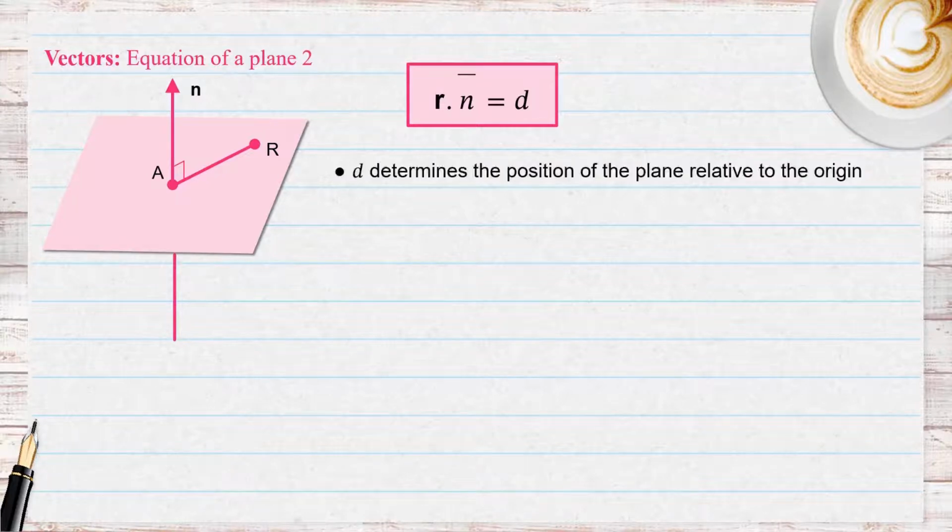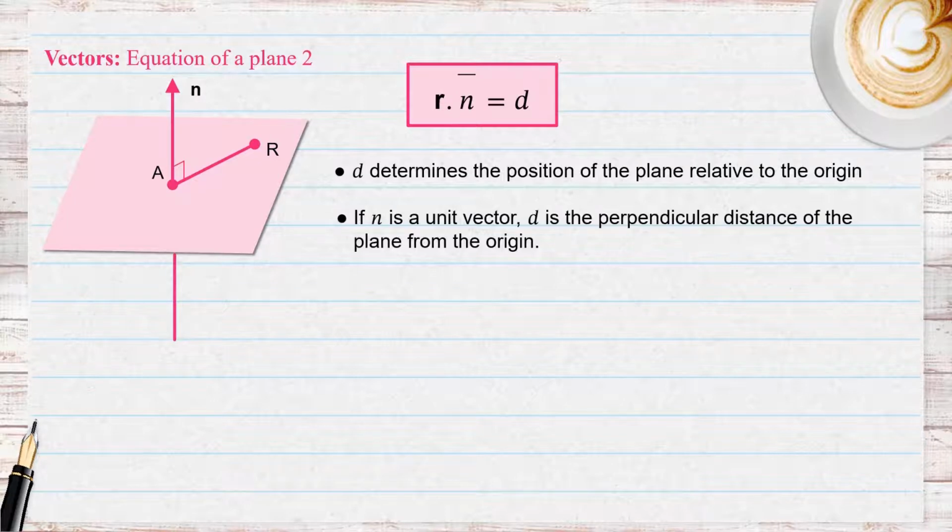You need to note that d is a constant, and it also determines the position of the plane. So if n is a unit vector, d is the perpendicular distance of the plane from the origin. This is very important for you to note.